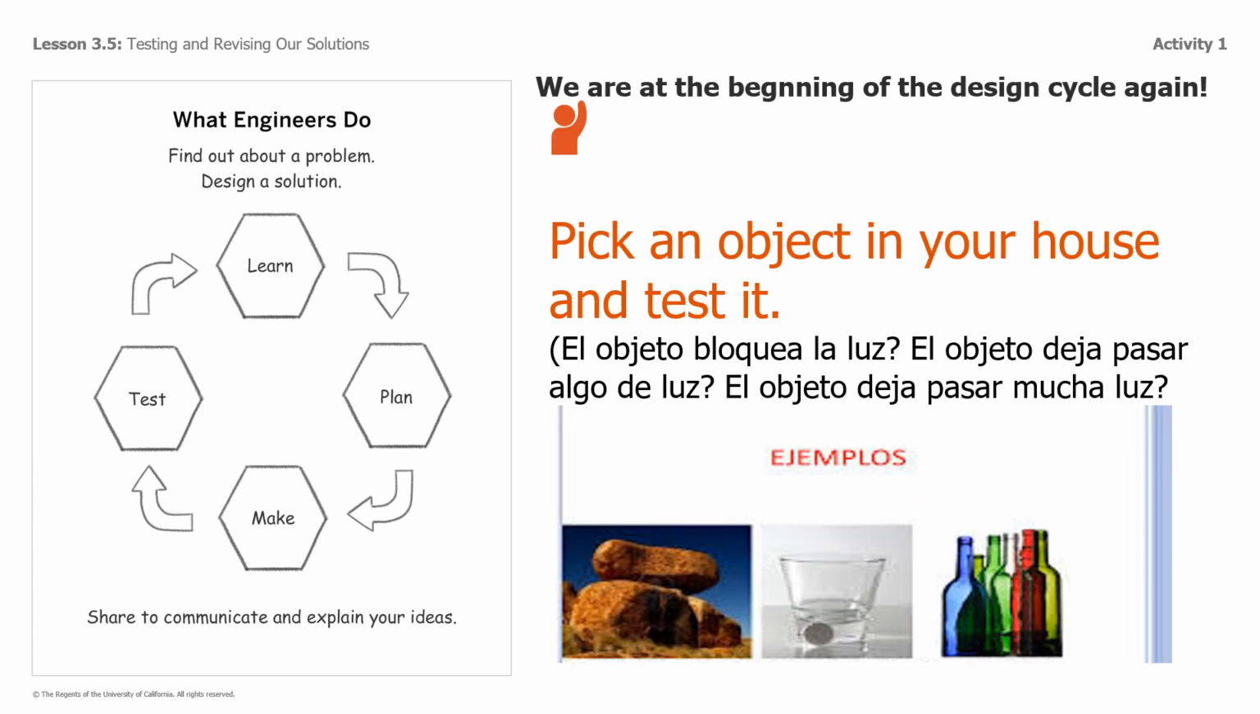Now, I want you to pick an object in your house and test it. Here are some examples. Does the object block the light? Does the object let a little bit of light go through? Or does the object let a lot of light pass?